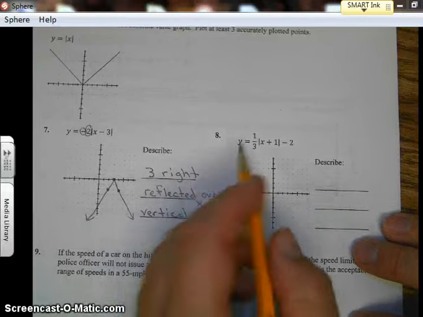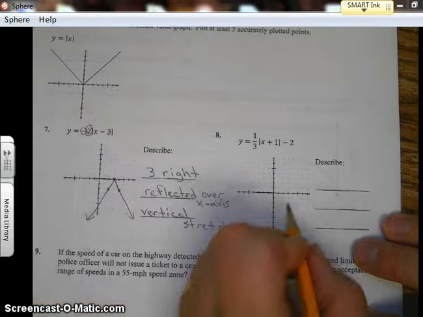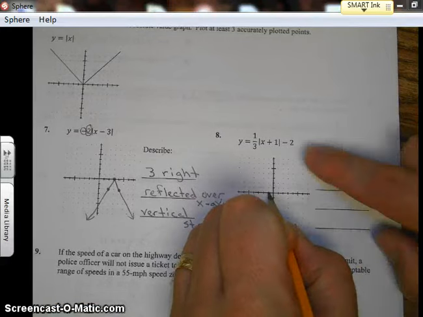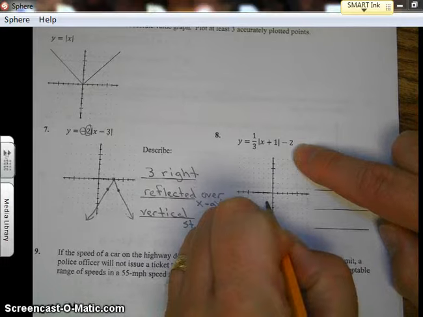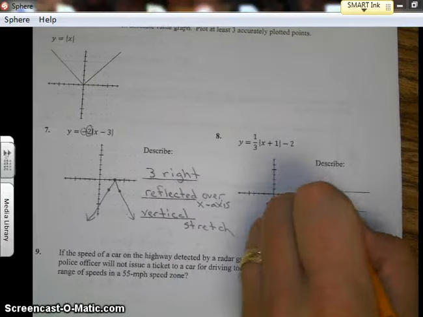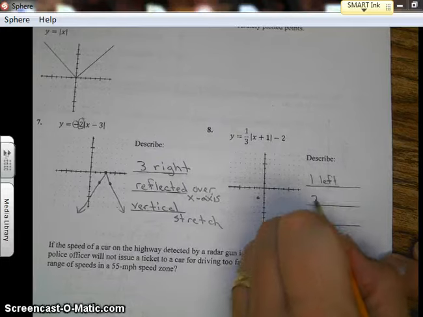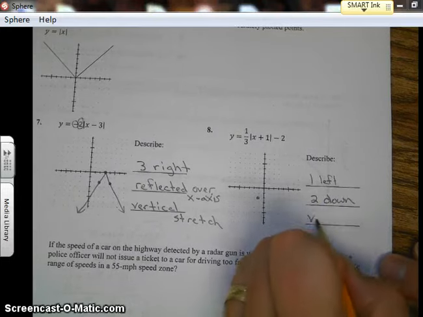Okay, so here we go. Starting off at 0, 0, we're going to go 1 unit to the left and 2 down. So that's going to be my new point. So 1 left, 2 down, and we have a vertical compression.